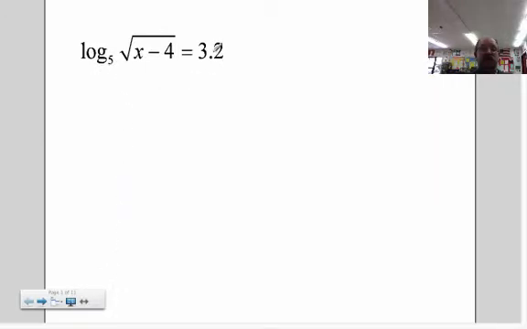Oh, then we get a problem like this one. Log base 5 of 3.2 equals the square root of x minus 4. Oh my. So it still means the same thing. It means the square root of x minus 4 is equal to this number raised to this power equals this. So 5 raised to the 3.2 power.